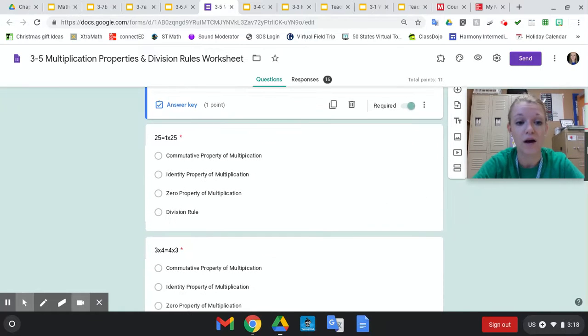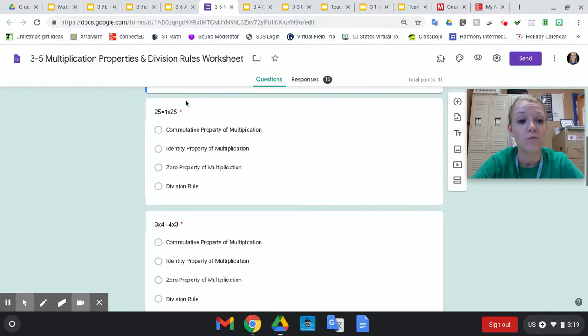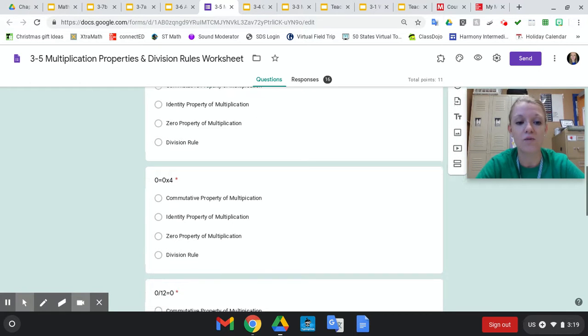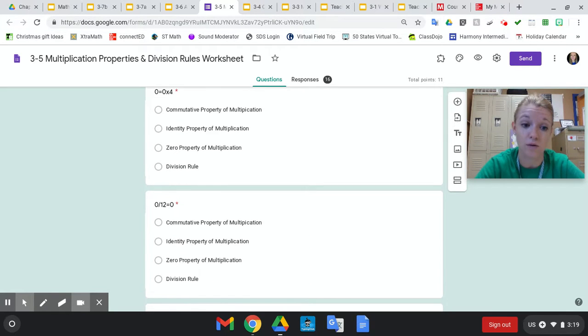Anywho, this one, we're multiplying by 1. Identity, anything multiplied by 1 is itself. And so 25 times 1 is equal to 25. That's the identity property. Down here, we have 3 times 4 is the same as 4 times 3. Looks like they changed the order. When you change the order, that's the commutative property. And then we're multiplying by 0 again, so that's the 0 property.